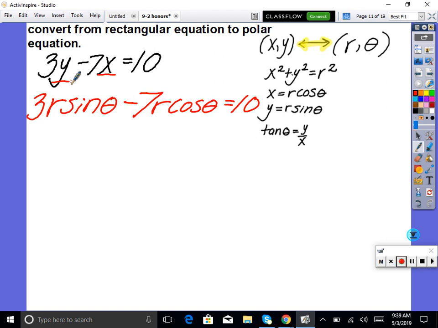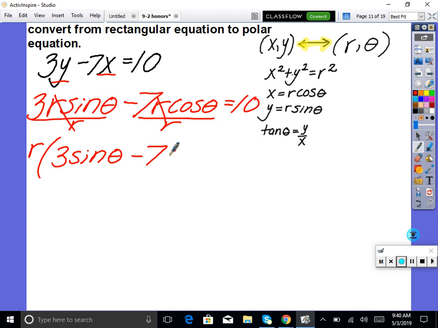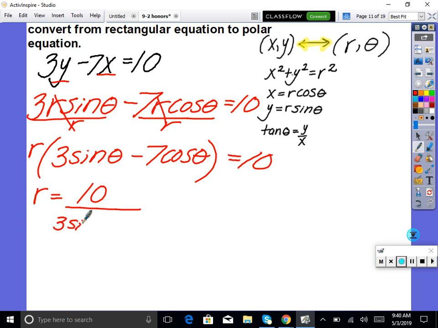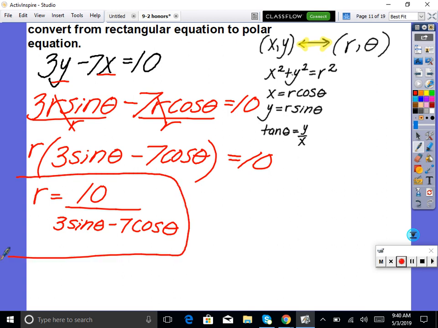So now from here, remember, an equation usually is r equals. So let's factor out an r. Divide by r, divide by r. So then left is 3 sine theta, good, minus 7 cosine theta. And that's equal to 10. So let's get r alone. Divide that over, very good. So r is equal to 10 divided by 3 sine theta minus 7 cosine theta. And now your equation is written with r's and theta, so that would be polar.